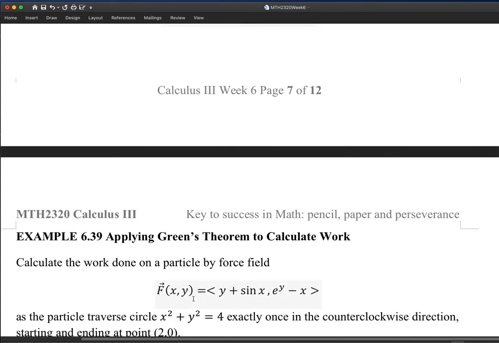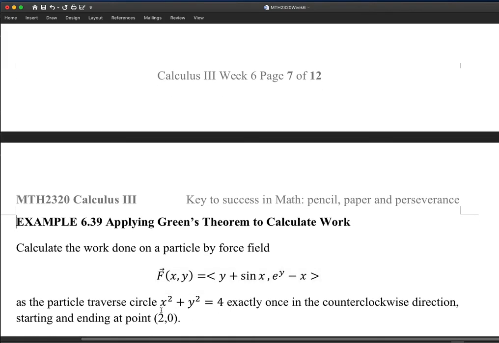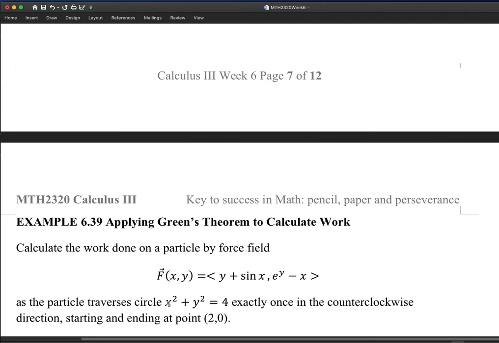This time we have a force field, given as such. And we have a particle traversing the circle x squared plus y squared equals 4. This is the equation of a circle, in the counterclockwise direction, starting and ending at the same point, (2,0). This is a closed, simply connected region in the counterclockwise orientation, which we consider the positive orientation.